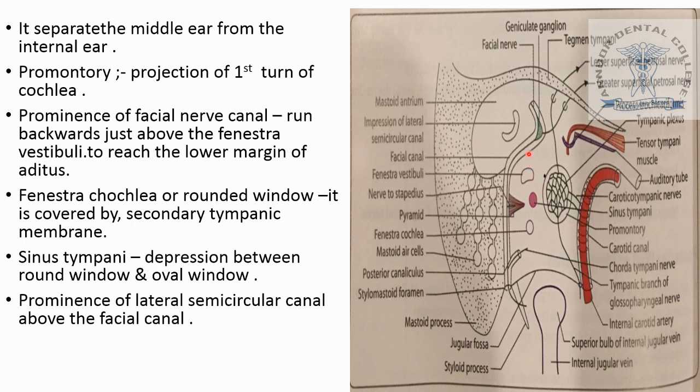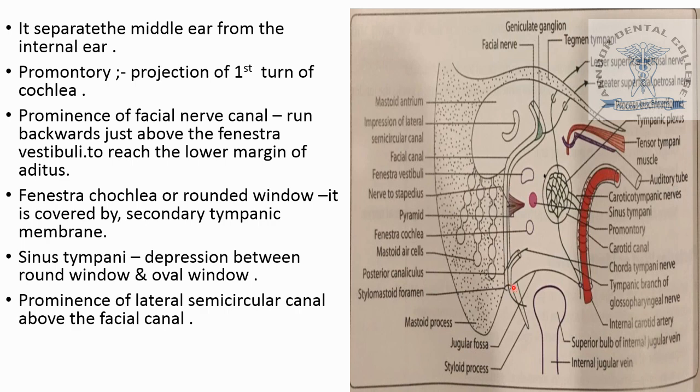There is a prominence of the facial canal that runs backwards above the fenestra vestibuli and reaches the lower margin of the aditus. Below it, the nerve enters into the stylomastoid foramen.